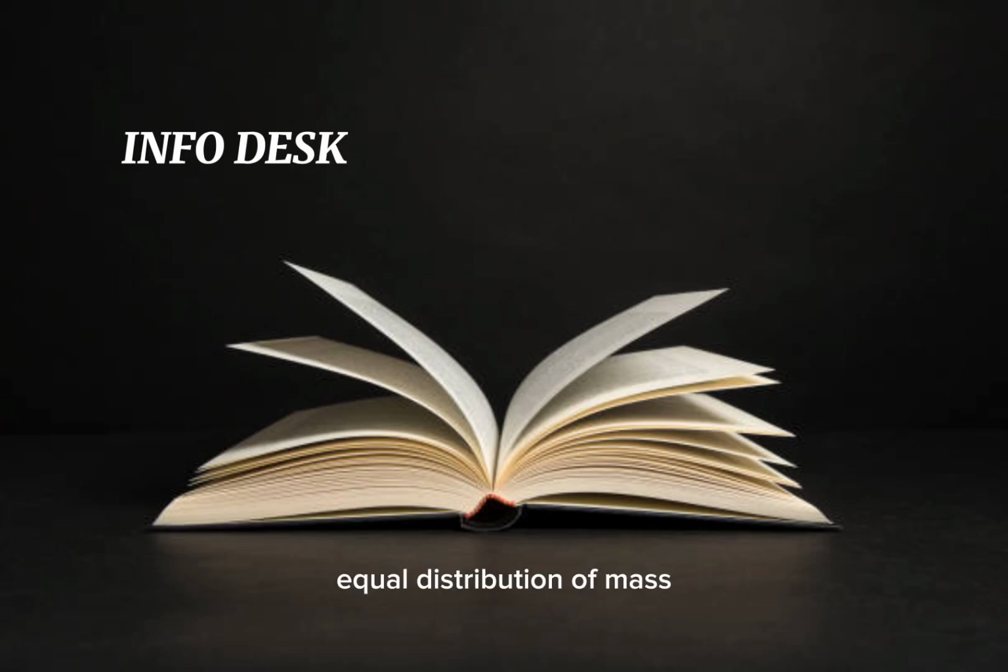Equal distribution of mass. As the material in the disk comes together, gravity causes it to clump and merge. The material gathers closer to the center due to the strong gravitational pull. Eventually, the planet reaches a point where the gravitational force is strong enough to pull everything equally towards its center.